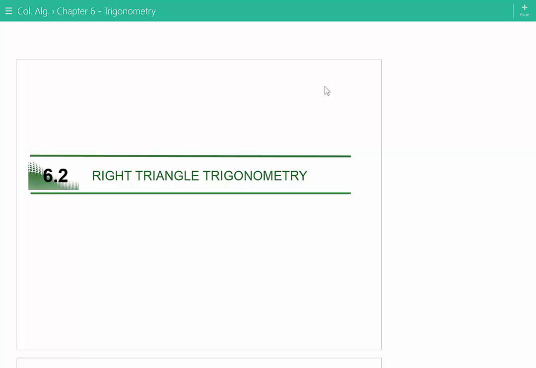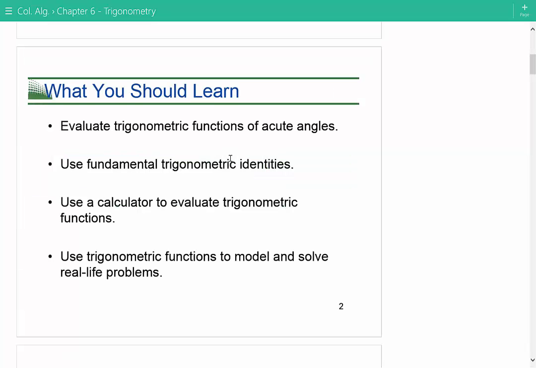Okay, this is 6.2 notes. We are going to learn about trig functions of acute angles. We'll do some trig identities, we'll evaluate some trig functions, and hopefully solve some real-world problems.